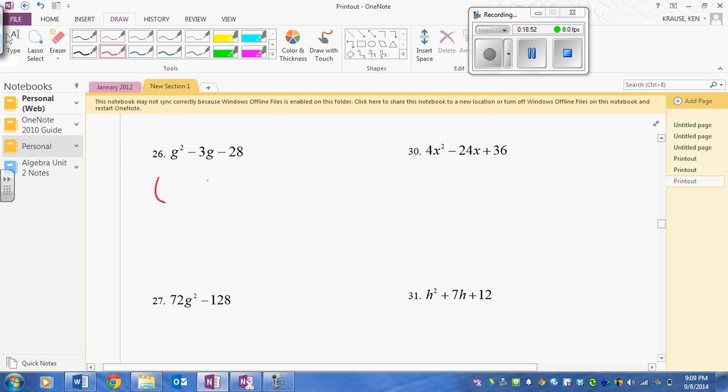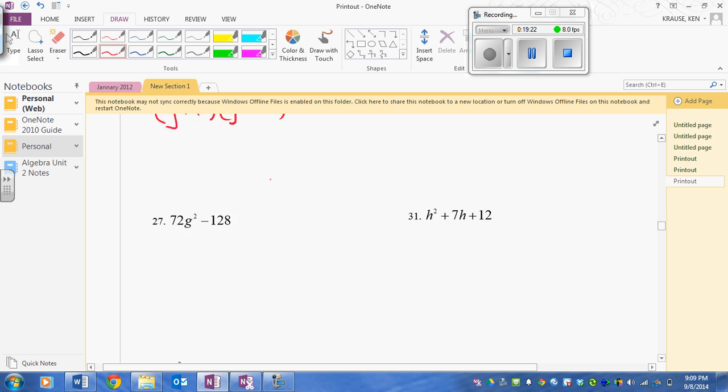Alright, this one's not bad. g and g. Multiply to give you negative, means one's plus, one's minus. The larger one has to be negative. So 28, it's 4 and negative 7, or 1 and negative 28, or 2 and negative 14. I've got to find a pair that adds up to negative 3. There it is right there. Add up to negative 3, so it's positive 4, negative 7.